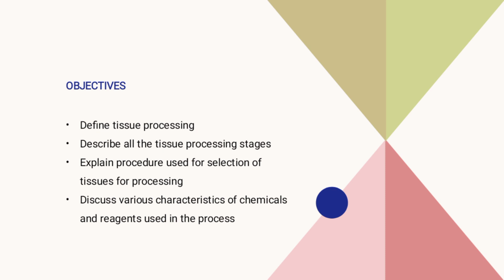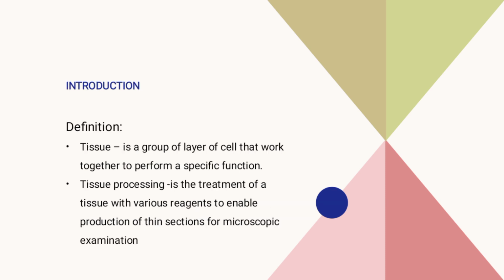The first objective is to define tissue processing. Describe all the tissue processing stages. Explain the procedure used for selection of tissues for processing. Discuss various characteristics of chemicals and reagents used in the process.